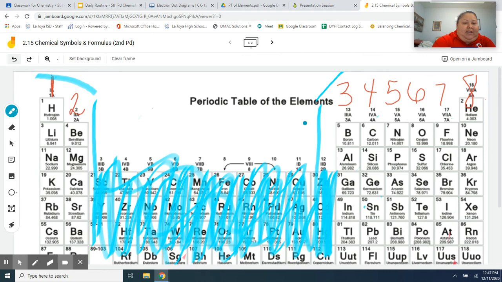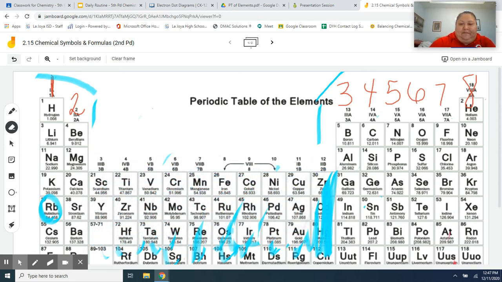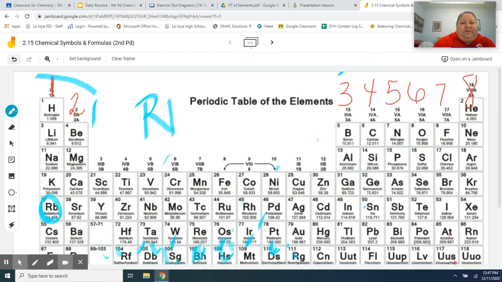All right, so if I'm talking about the element rubidium, I'm going to write the symbol for rubidium with 1 dot. Why? Because it's in group 1. It only has 1 valence electron.